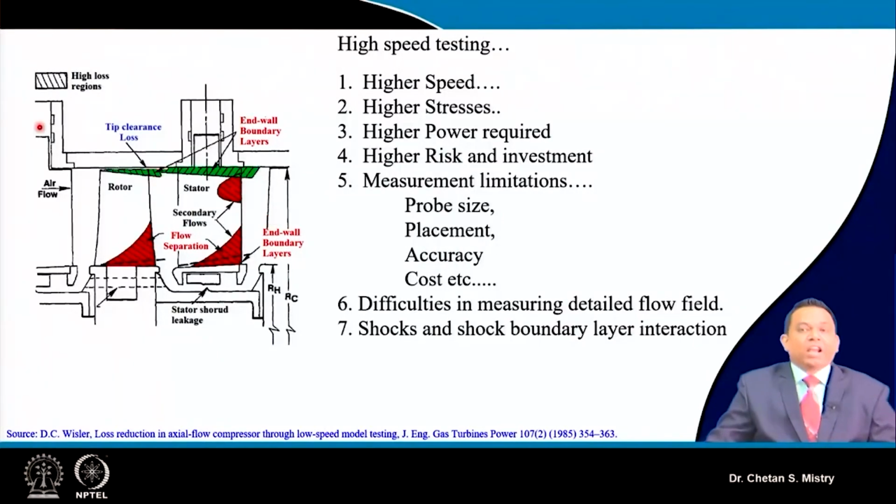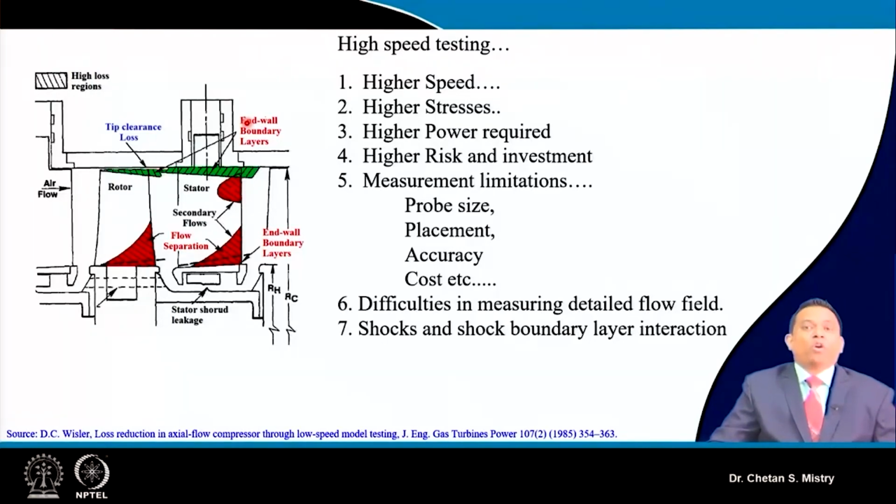This is a diagram given by Whistler. Here, this is my rotor and stator, representing what is happening near my hub. We have flow separation near the hub for the rotor as well as for the stator. Similarly, we have tip clearance loss and end wall boundary layer, and as we have discussed, these add more complexity to my flow and lead to an increase in losses. We are expecting our efficiency to be higher, which means we need to minimize these losses.